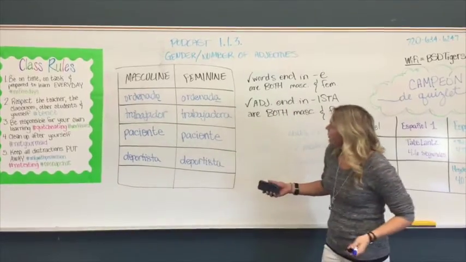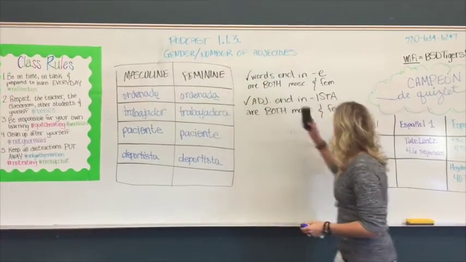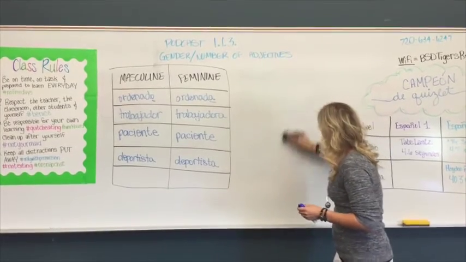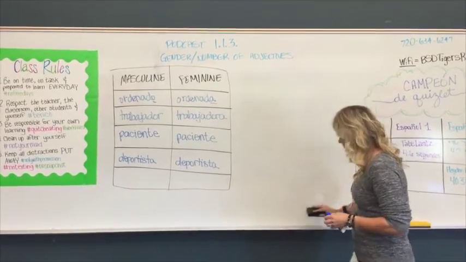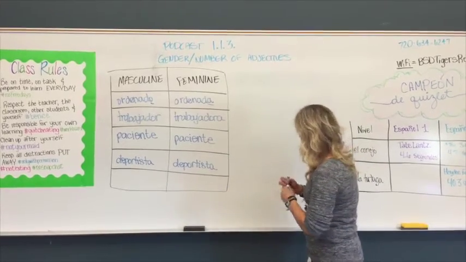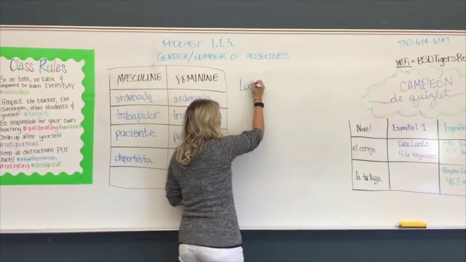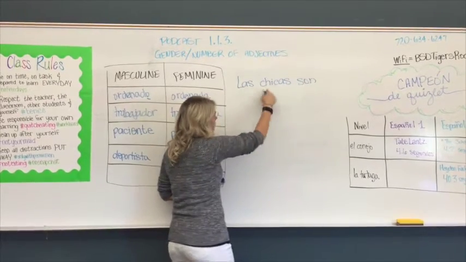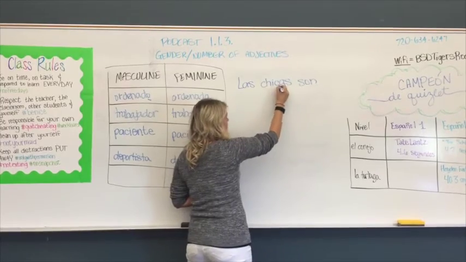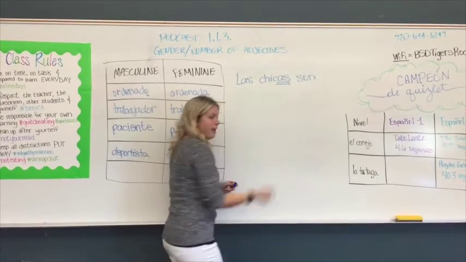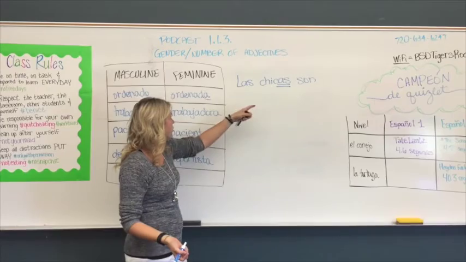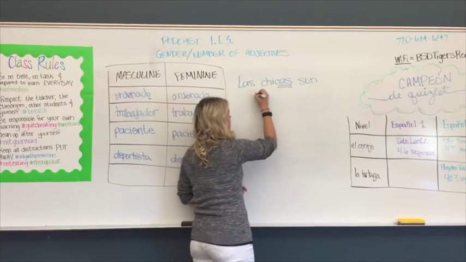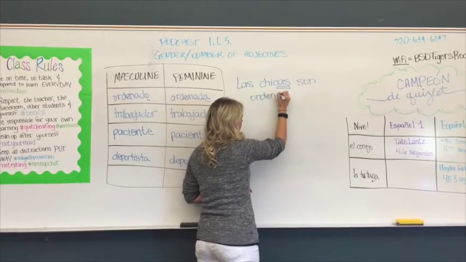The second part you need to know is much quicker. It's number of adjectives. If I'm describing multiple people, my adjective has to also be plural. So if I'm saying something like, las chicas son, for the girls are, I have to choose an adjective that is both feminine and plural. So if I want to say the girls are organized, I have to say las chicas son ordenadas.